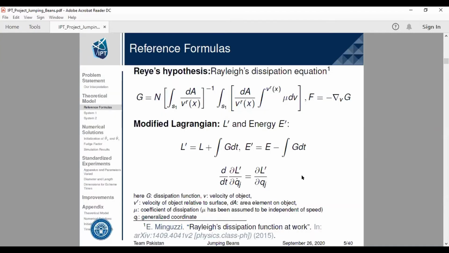So moving on to the theoretical model, here you can see some reference formulas. First, you can see the Rayleigh dissipation equation, where G is the dissipation function, such that the dissipation force F equals the negative of the gradient with respect to the velocity of the object of G. And then you can see our modified Lagrangian and modified energy, L prime and E prime. And on the bottom of the screen, you can see the Euler-Lagrange equation.